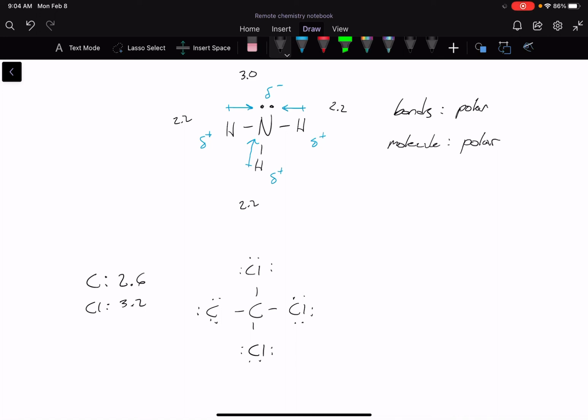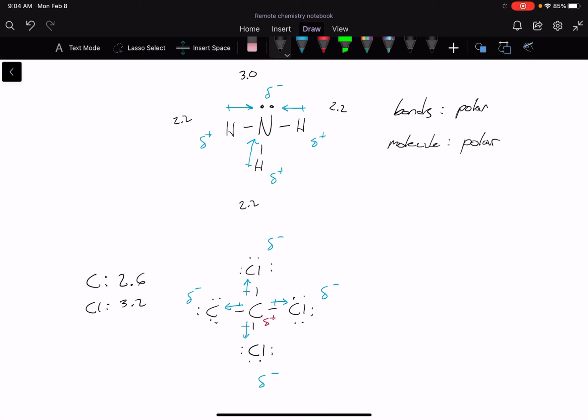And so because the chlorines have a higher electronegativity, or that this range is outside of that 0.4 range, the electrons are going to be pulled towards each of the chlorines in this molecule. So all of those electrons are going to be pulled towards the chlorines. So each chlorine will have a partial negative charge. And then my carbon in the middle will have a partial positive charge.